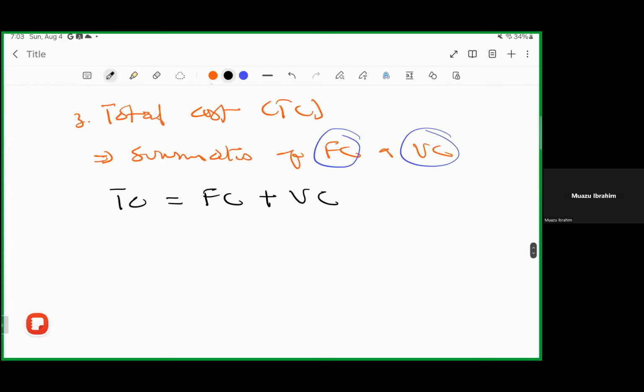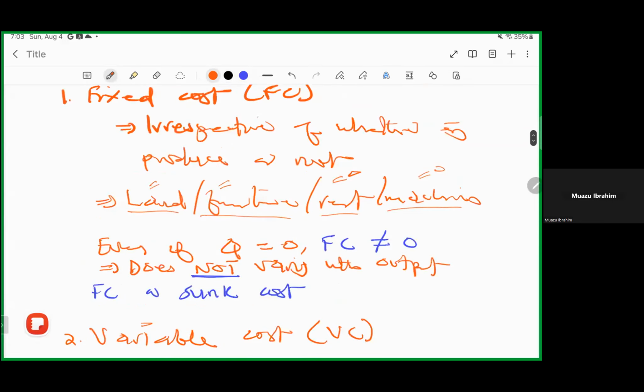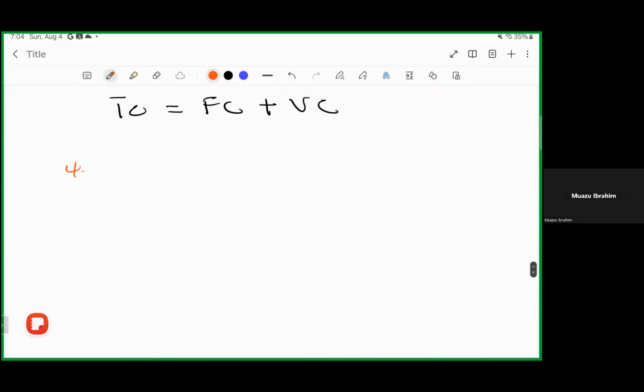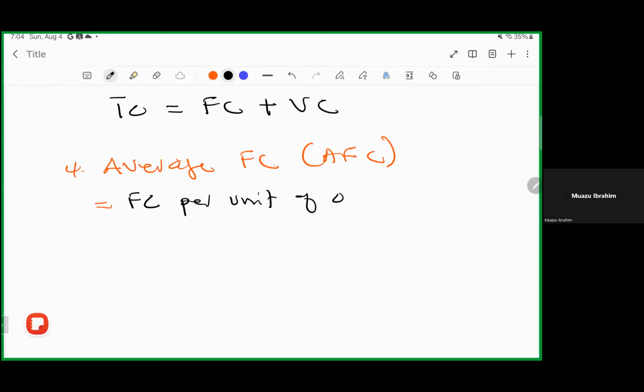Now let's proceed and look at some other costs. The first one that we did was the fixed cost. You may want to know how much fixed cost you will be spending on each level of output, which means that we are looking at what is called the average fixed cost, AFC. With the average fixed cost, we are looking at fixed cost per unit of output.